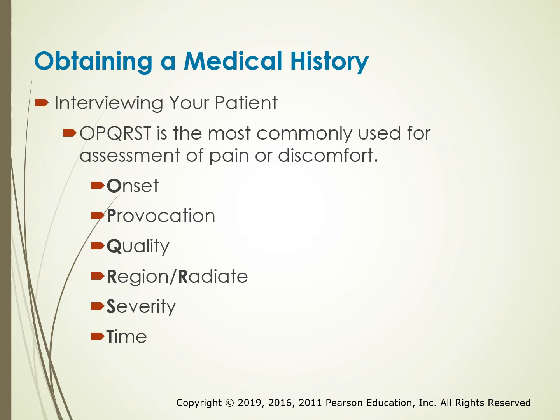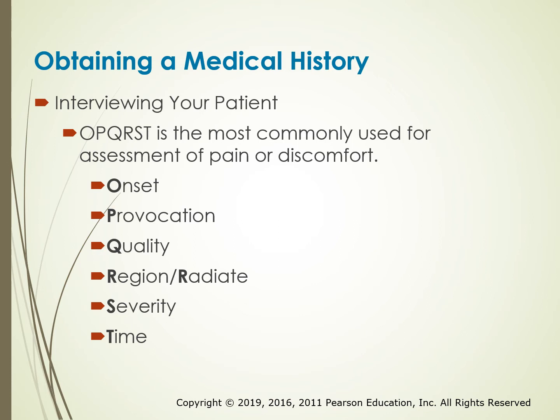So the onset is basically similar to the E in SAMPLE. It's like, what were you doing when it started? Provocation is what makes it better or worse. And then your quality is when you ask them to describe it for you, can you describe it for me? And then they might say, well, it's a sharp pain, or it's a dull pain, it's a pressure, things like that.